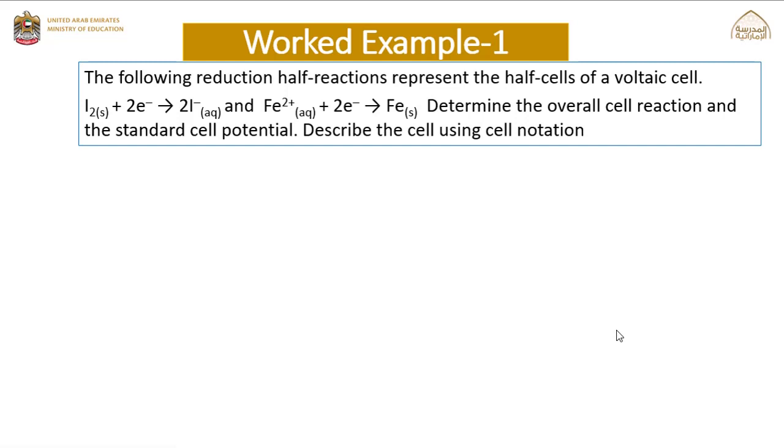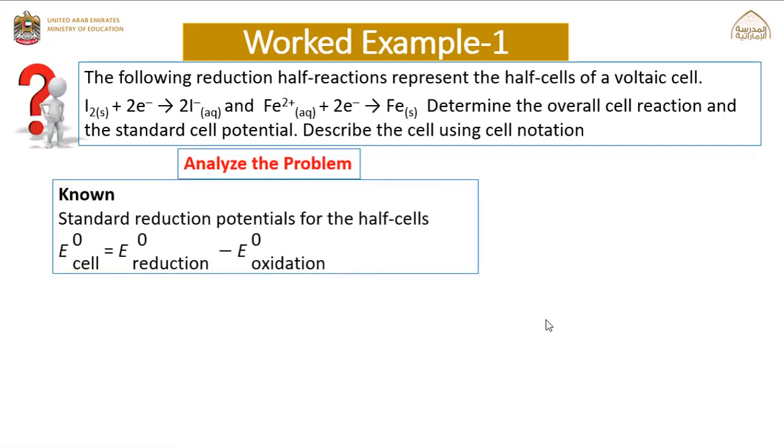Iodine solid plus 2 electrons gives 2I minus aqueous, and Fe2 plus aqueous plus 2 electrons gives Fe solid. Determine the overall cell reaction and the standard cell potential. Describe the cell using cell notation. Let's see. Analyze the problem first.